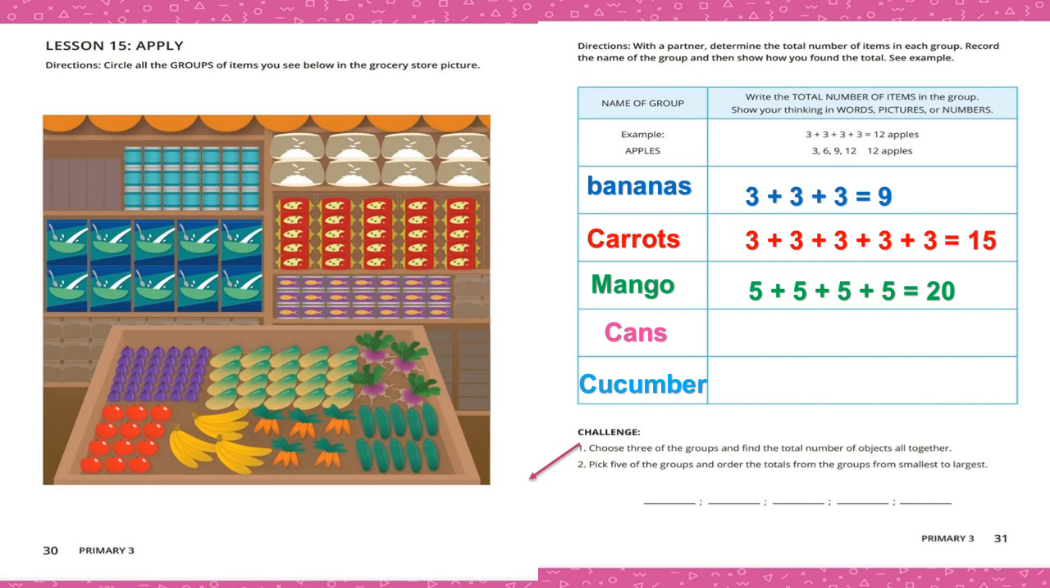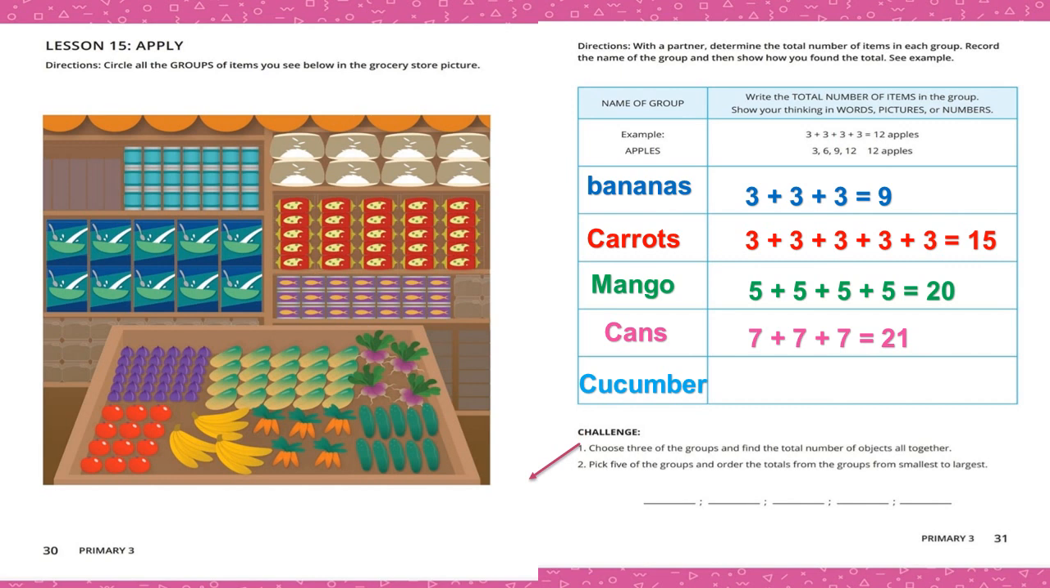Cans. Cans arranged in array, and this array has 3 rows. Each row has 7. Then we add 7 3 times. 7 plus 7 plus 7. 7 plus 7 equals 14. 14 plus 7 equals 21.